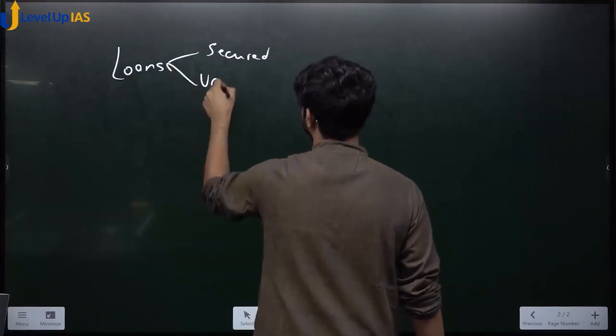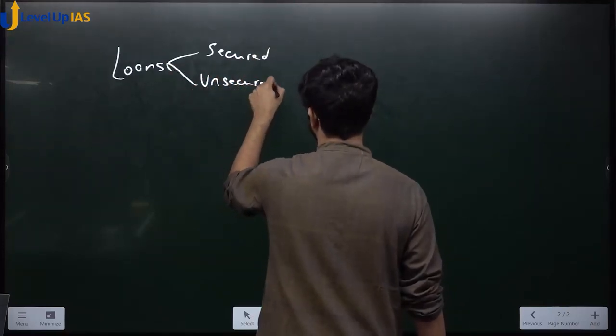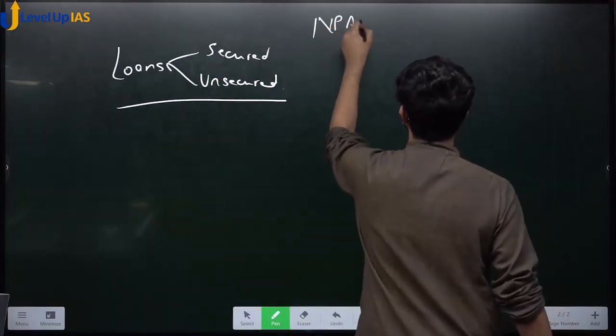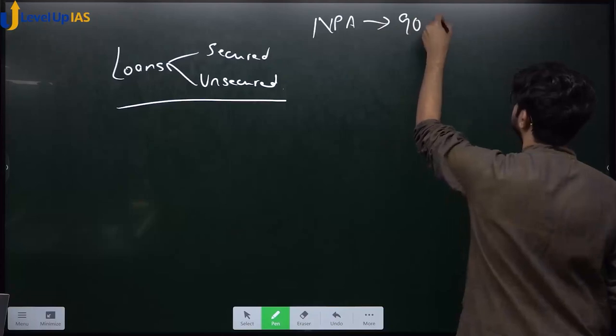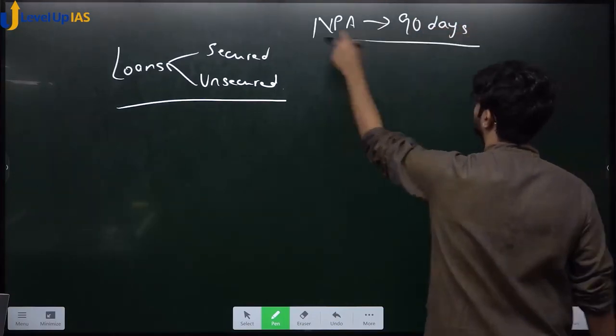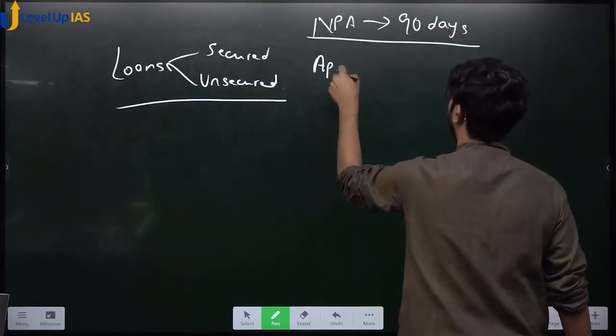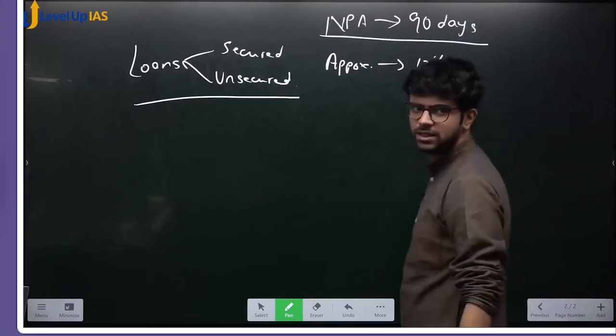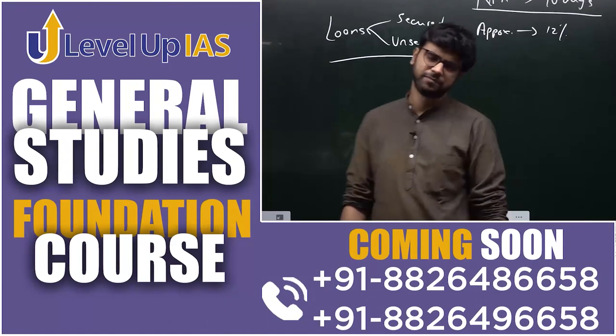Secured, unsecured. Okay. NPA, what is the threshold for NPA? 90 days. What is the current approximate level? Approximately 12%. Is this clear? Okay.